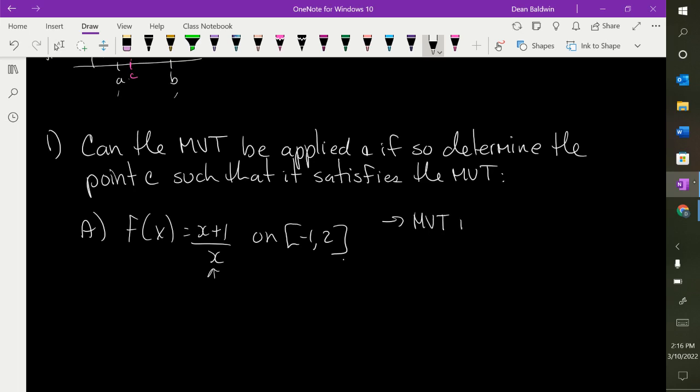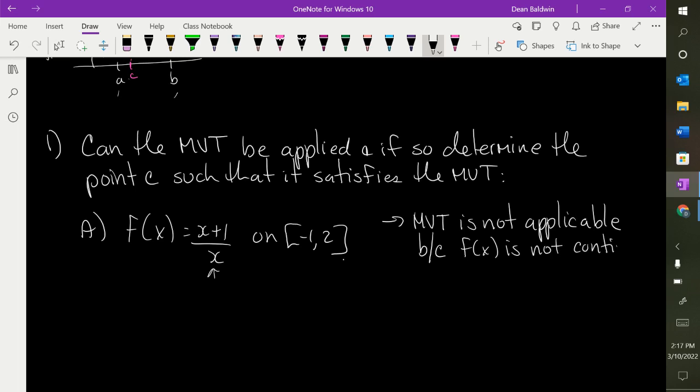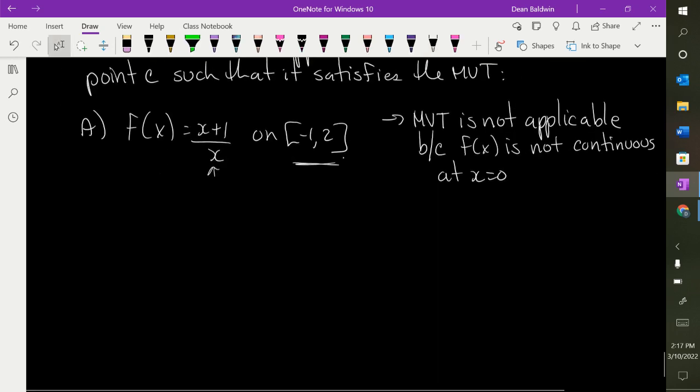So the mean value theorem is not applicable because f of x is not continuous at x equals 0, which is in our domain. Our domain is from -1 to 2, and 0 fits in there. Because the function is not continuous, we cannot apply the mean value theorem. So that's it. That part of the question, you're done with that question.